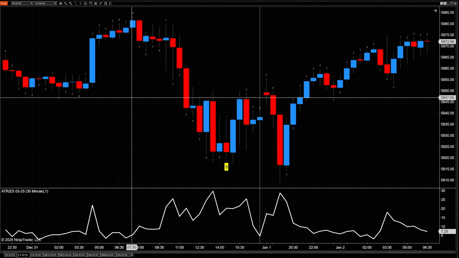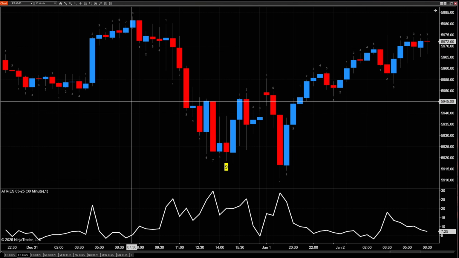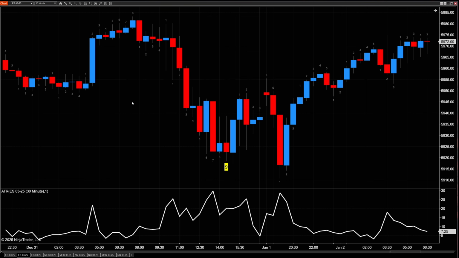Now, if we look at the signal before that, I'm also going to share with you guys 1 or 2 more ways in which we can actually enter on this trade.